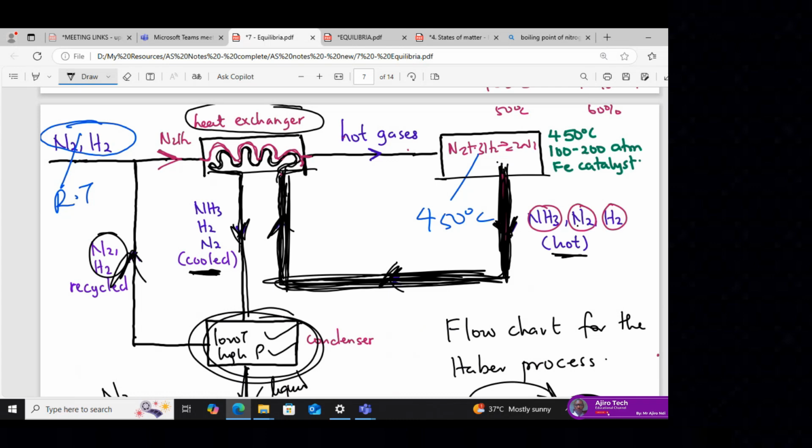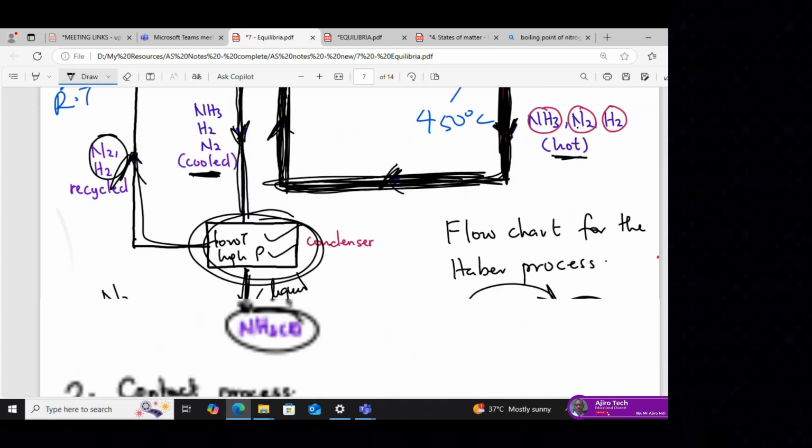Yes, sir. So the heat exchanger helps us to exchange heat between hot ammonia and the cold nitrogen and hydrogen that are just coming in. It heats them up to increase the rate of reaction. Ammonia is produced here. We now take the hot ammonia back to the heat exchanger to release heat to them. Cold ammonia comes out of here. We now liquefy it here. Ammonia comes out as liquid. Then we recycle nitrogen. So the whole thing goes just like that all over again.